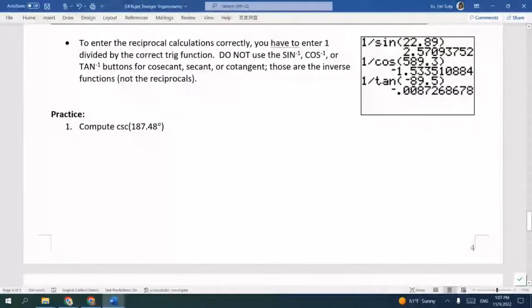Now, exercise. How do we compute cosecant? Cosecant is 1 over sine. So 1 over sine of 187.48 degrees. Plug this in your calculator. What do you get? 682. Thank you. So make sure all of you get the same answer so you know how to use your calculator. Yes? We have the same answer? Right? Okay.